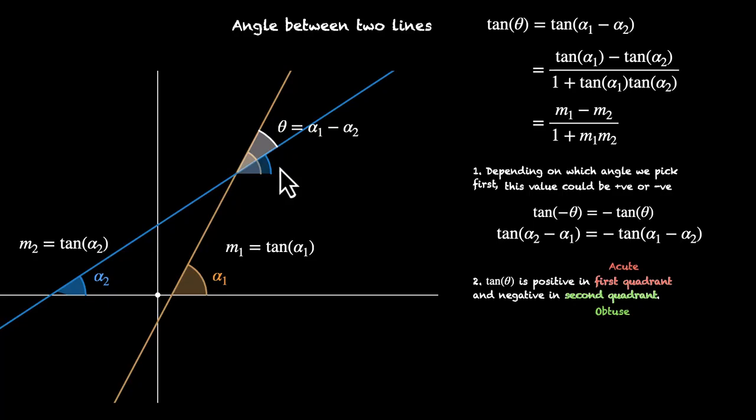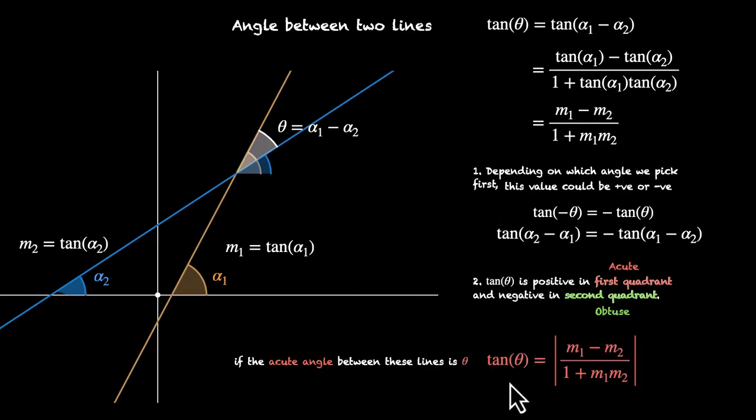But these two are supplementary. If you know one, you can get the other, which is why we're mostly concerned about the acute angle between these lines. So we can refine our formula. If we only want the acute angle between these lines, we're only concerned about the positive value. So tan theta, where theta is the acute angle between these lines, is mod of (m1 minus m2) by (1 plus m1 m2). Now, no matter which slope you pick first, whatever you get, if you take the mod of it, you will always get tan theta, where theta is the acute angle.